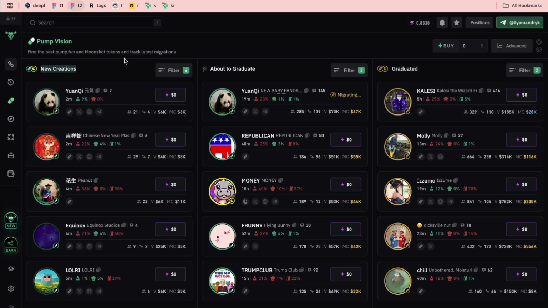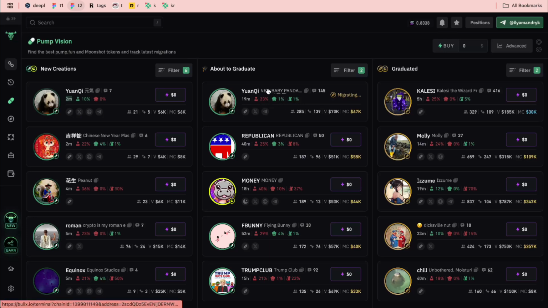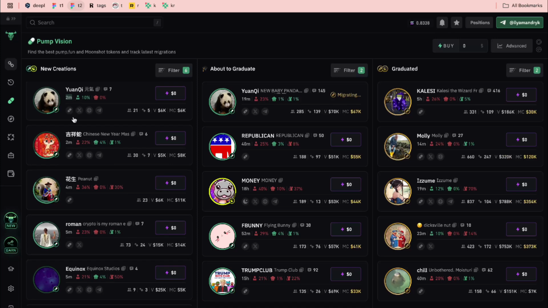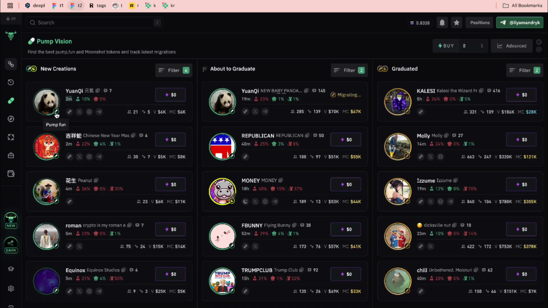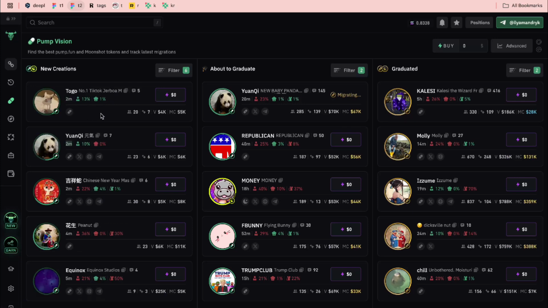And in the new creations we can see them from the beginning. For example, this one was launched 2 minutes ago. It's like the copy of this one here, so it was like a successful meme coin, and this one is its copy. We can find some basic information. It was released from Pump Fun. We can find their X, we can find Telegram, and so on.